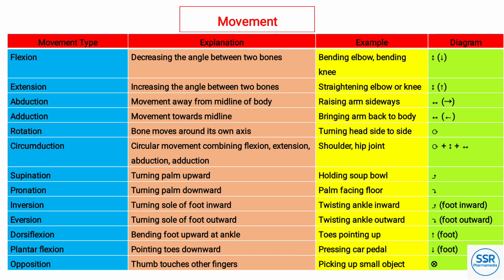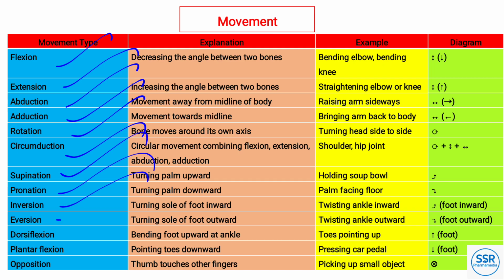You should read this tabular column, as many questions come from it. Read it carefully. What is the movement type? Flexion, extension, abduction, adduction, rotation, circumduction, supination, pronation, inversion, eversion, dorsiflexion, plantar flexion, and opposition. Flexion means decreasing the angle between two bones. Extension means increasing the angle between two bones.